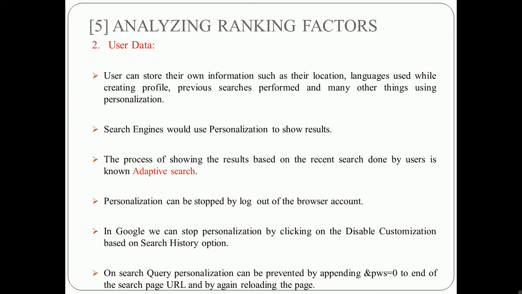In Google, we can stop personalization by clicking on the option to disable customization based on search history. If you do not require personalization, you can go to the history page option and disable the customization, and then it will not display customized links to the user.